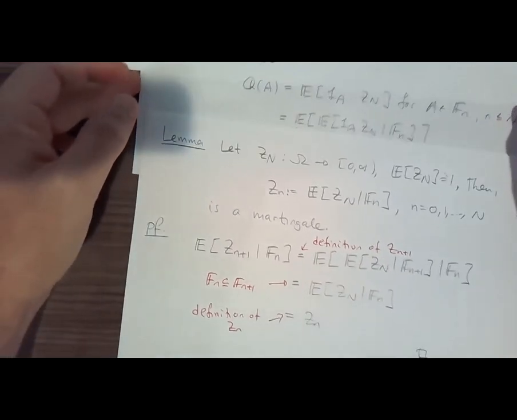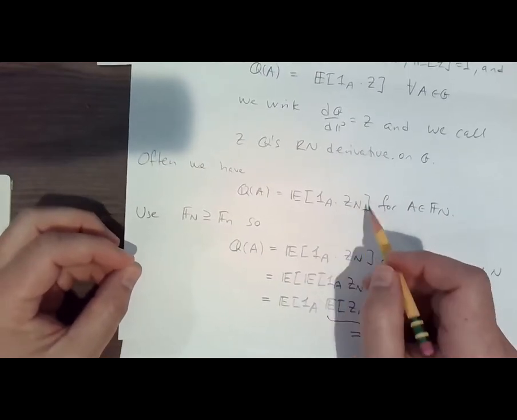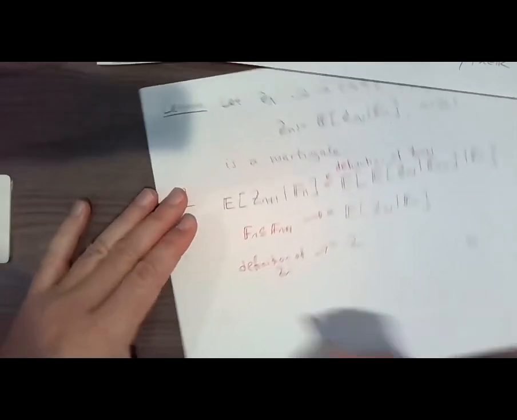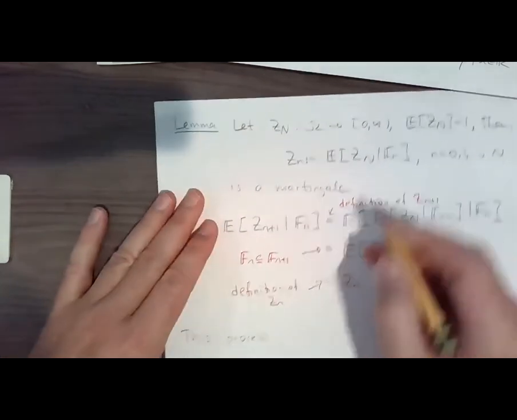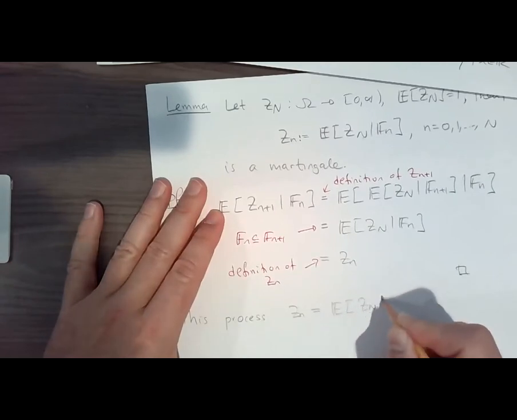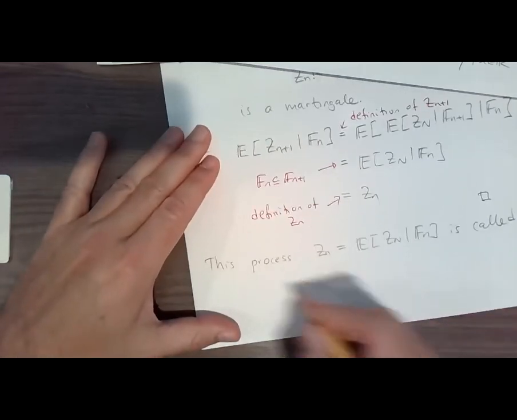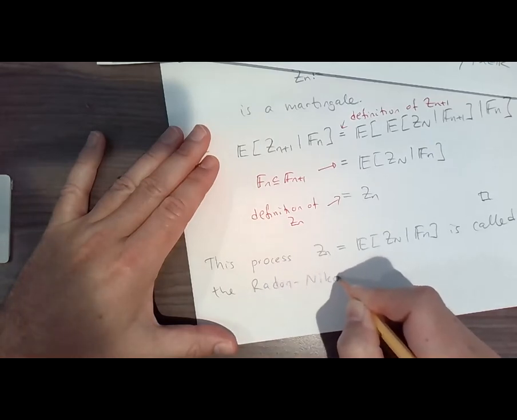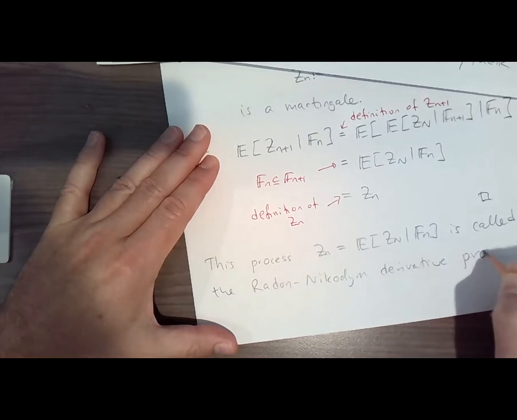So very often you're given a random derivative, and this martingale that you get out of it, this process Zn, which is equal to the conditional expectation of C capital N given Fn, this is called the Radon-Nikodym derivative process.